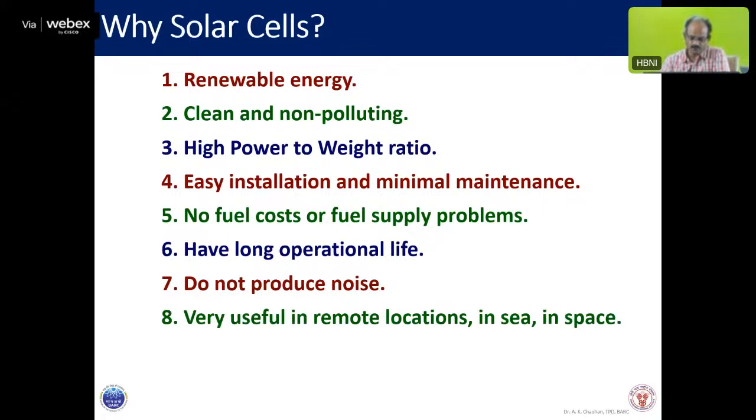Solar cells are very useful in remote locations like in sea, in space, where you cannot lay wires. Suppose you require power in space, what will you do? Best is the solar cells only. You cannot transmit electricity from Earth to space, or in deep sea also, if you require power, then solar cells are very useful. It doesn't have any waste material.